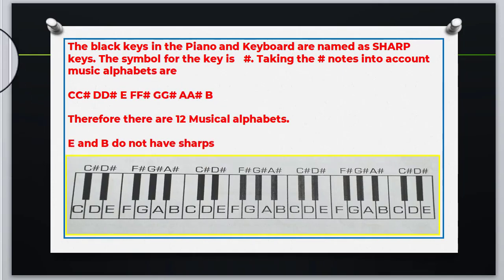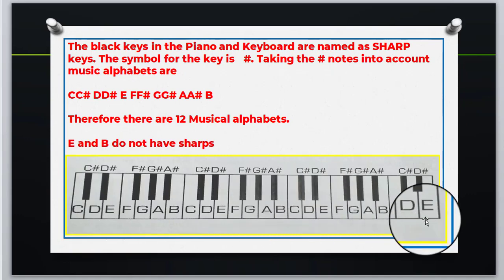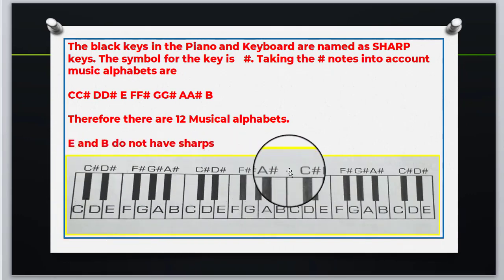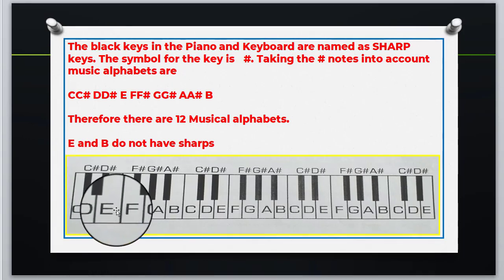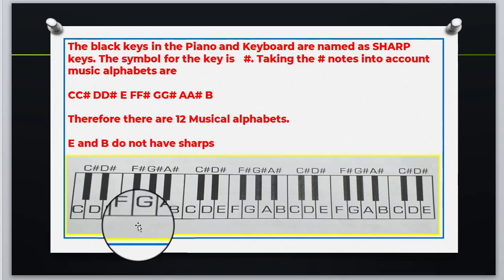Now we have seen the plain notes A, B, C, D, E, F, G, A, B, C, and we have seen sharp notes, which follow C. E and F, E and B do not have sharp.